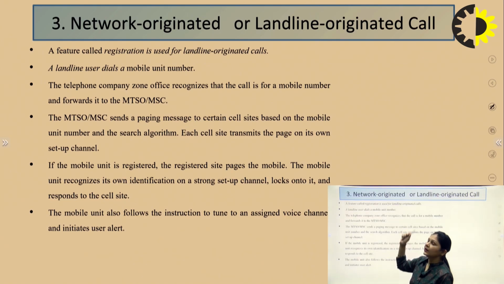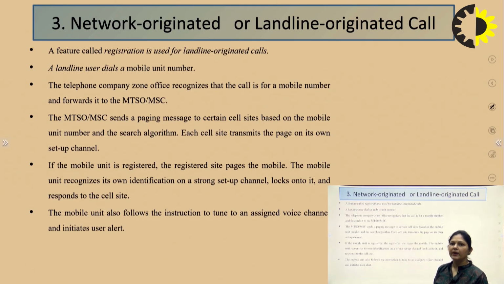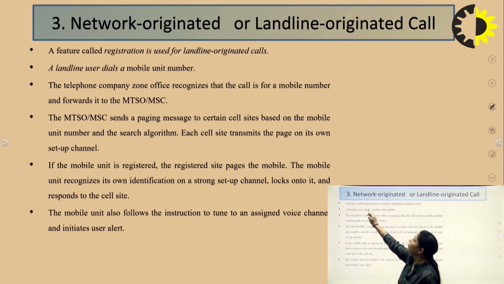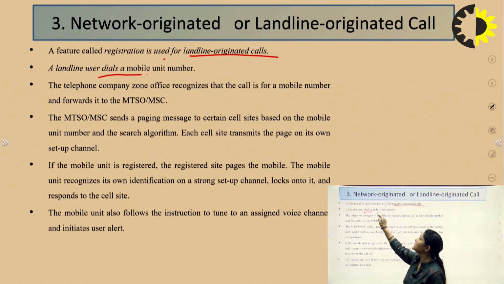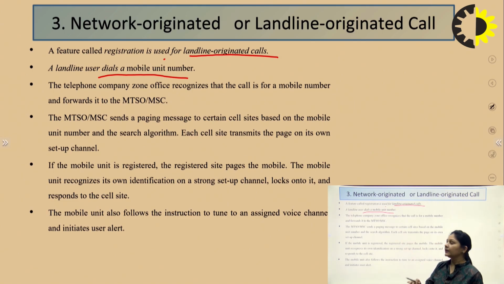Now, if I am talking about a network originated or landline originated call, in the last slide we discussed the public switched telephone network. If the call is coming from the landline, that means the user calling is not mobile, he is stationary and calling from a landline. A feature called registration is used for landline originated calls. A landline user dials a mobile unit number.